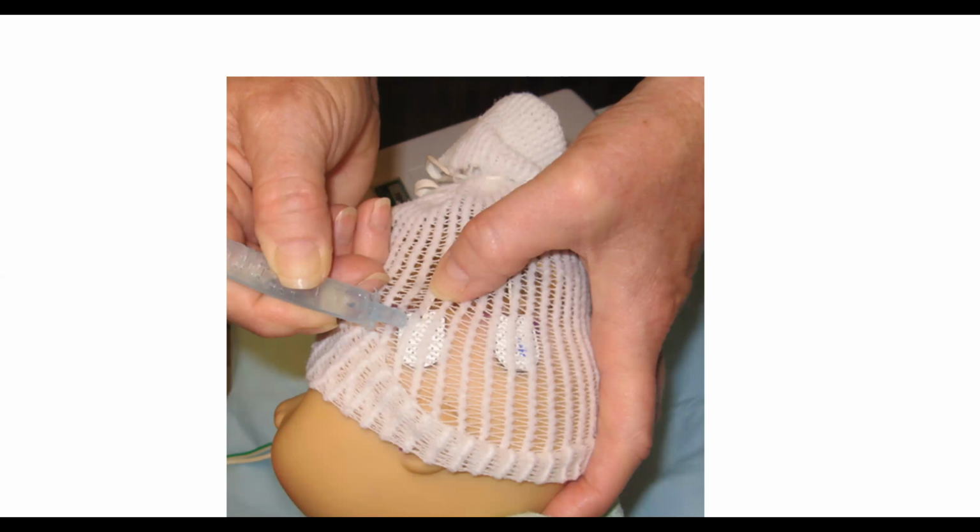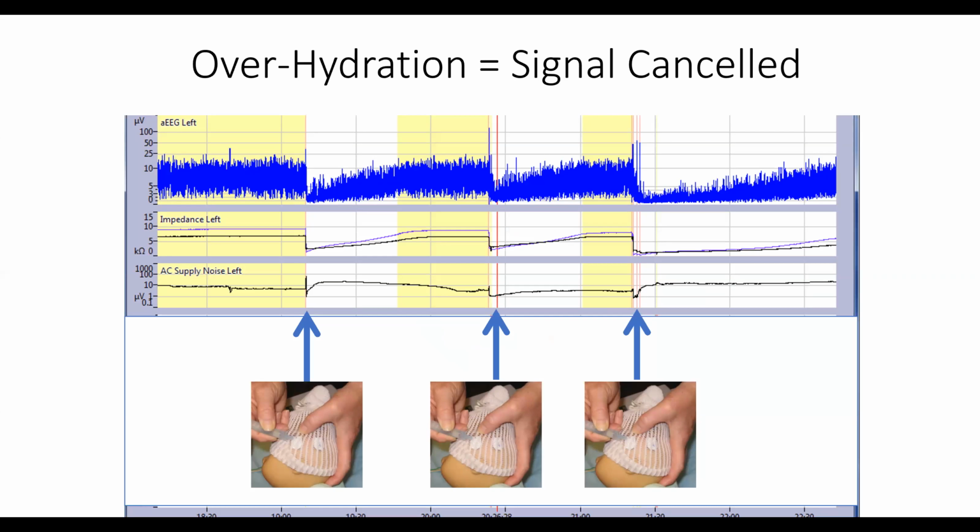But overhydration can be an issue. This is a picture of where we were hydrating them hourly for a research project, and they were getting the hat wet. And so the hat and the hair was getting wet because they were overhydrating. And what was happening is that every hour when they did the hydration, the water between the electrodes would cross over. And then it took an hour or so for that to dry out.